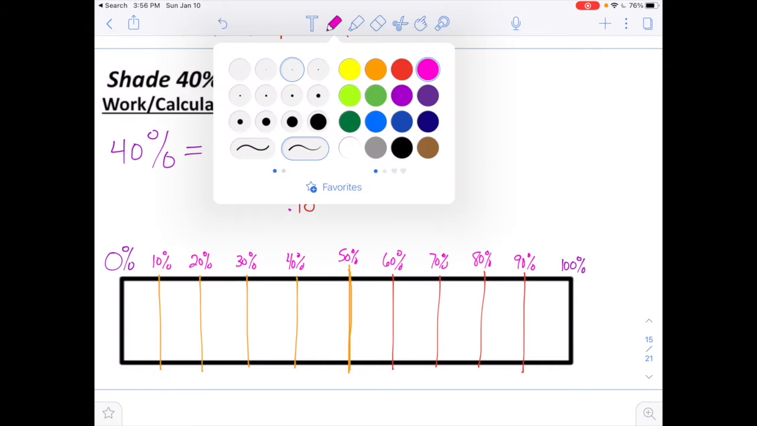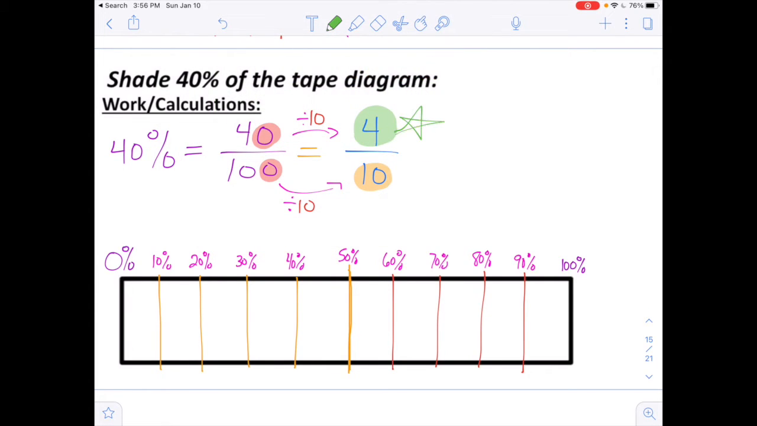So if I wanted to color in 40%, I now need to look at the numerator of 4. I'm looking right here, everybody. I need to color in 4 of those parts, or all the way up to 40%. I have colored in 4 out of 10. That is 40%.